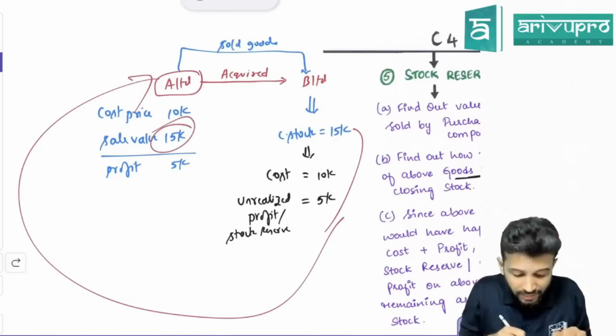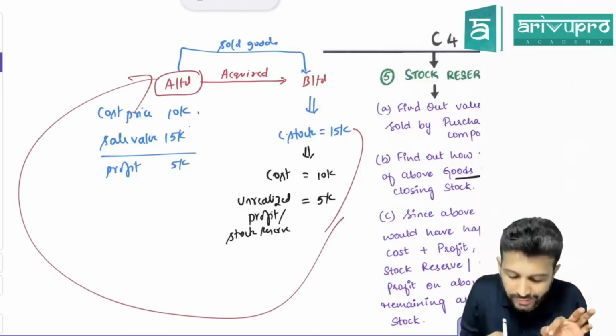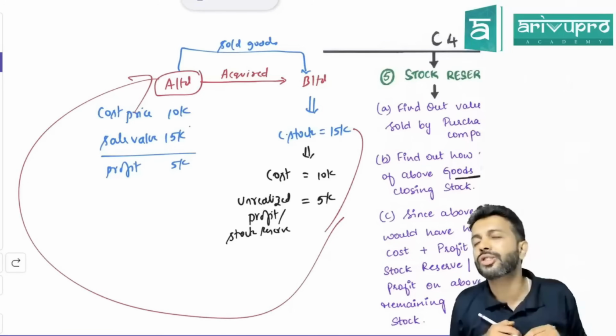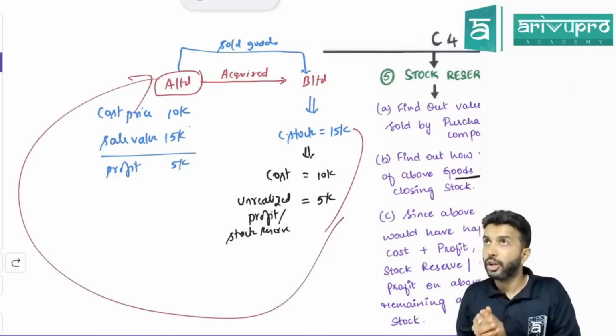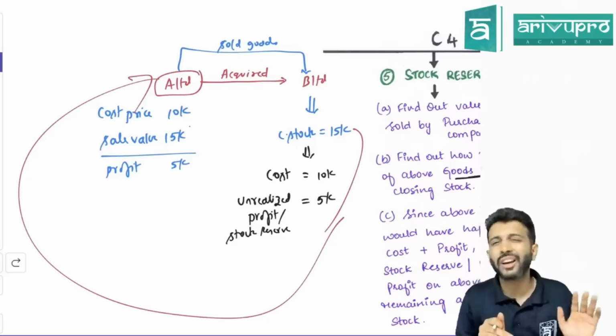Now from A Limited's perspective, is the cost of the goods really 15 or only 10? Only 10. But currently B Limited is showing this closing stock at what value? 15,000. So when A Limited prepares their balance sheet, can they show the stock at 15,000?